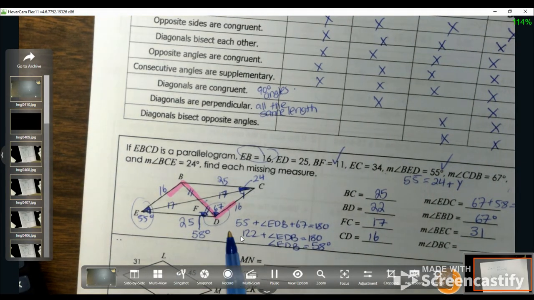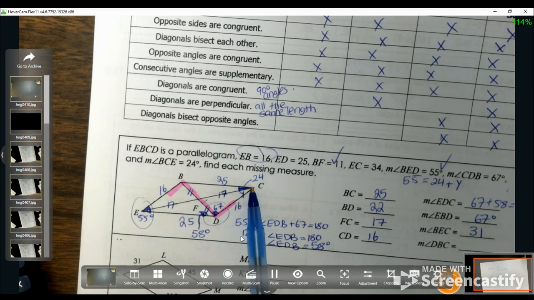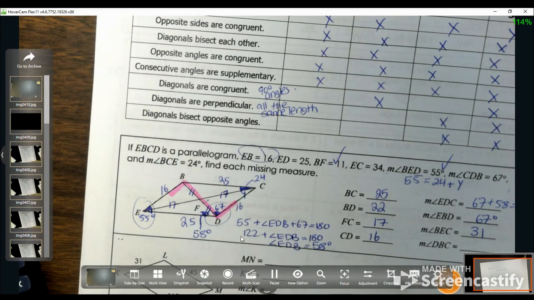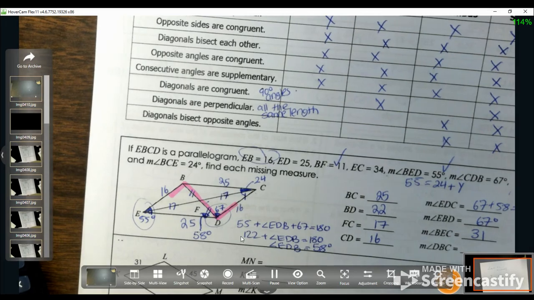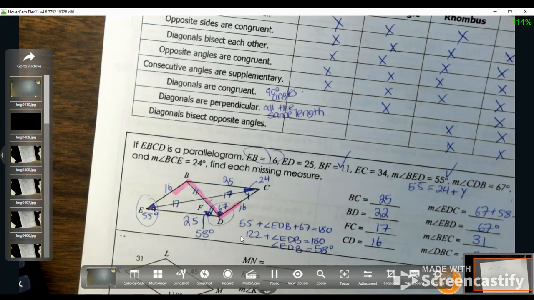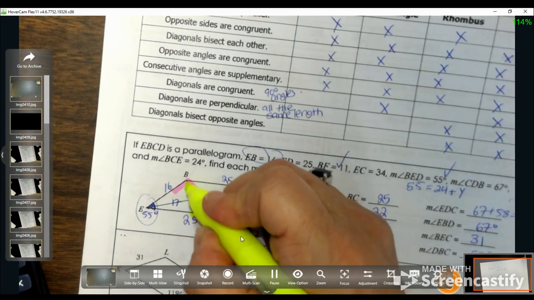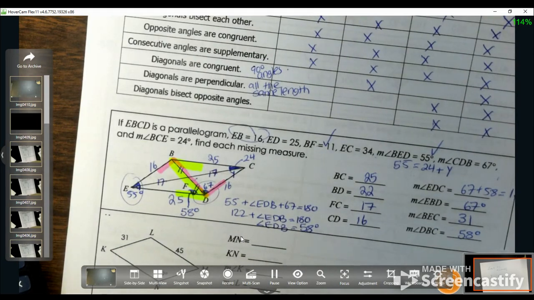Once I have 31 degrees, I'm going to go DBC. Let me see, where is DBC? It is 58 degrees when you do alternate interior. And there is the answer key. Let's go on to the next one.